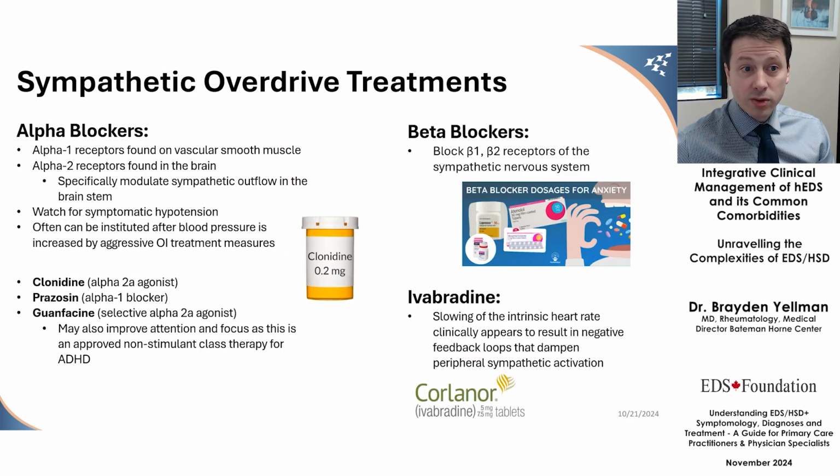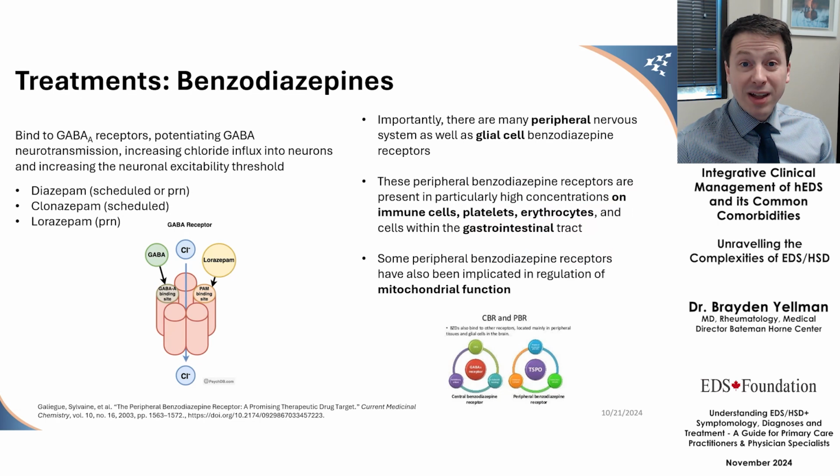What are some of the tools we use? We use alpha blockers and beta blockers. We can also use ivabradine, which we touched on before, to help reduce some of this signaling. We use benzodiazepines frequently, and this is obviously controversial in kind of traditional medicine, right? Benzodiazepines have all these effects on the peripheral nervous system in addition to the central nervous system. We used to use them for anxiety, but now anxiety is entirely based on neurotransmitters in the central nervous system. Well, in these cases, that's not the case, right? The problem is in the dysautonomia response in the peripheral nervous system.